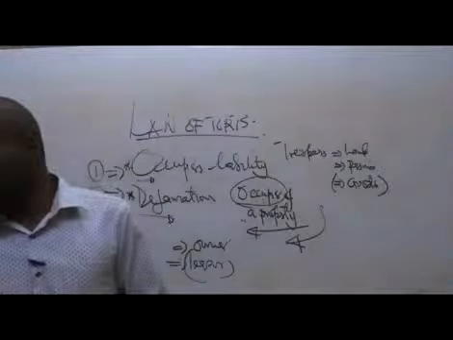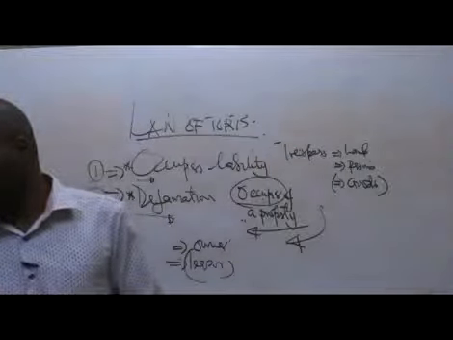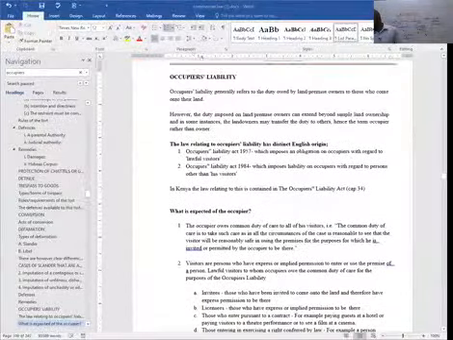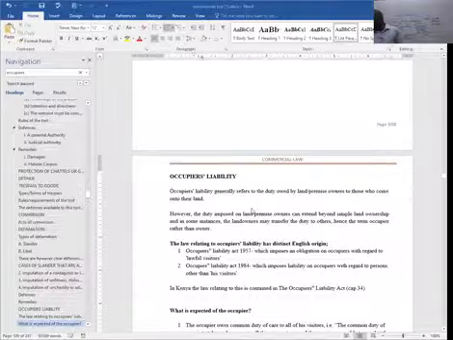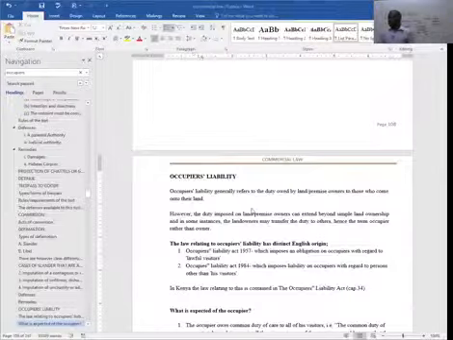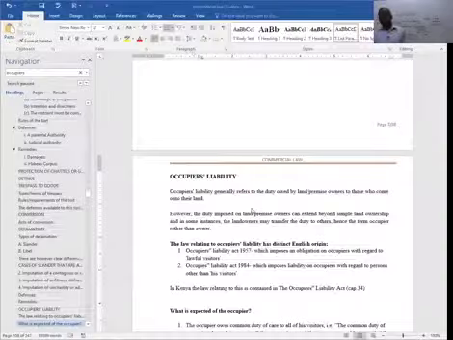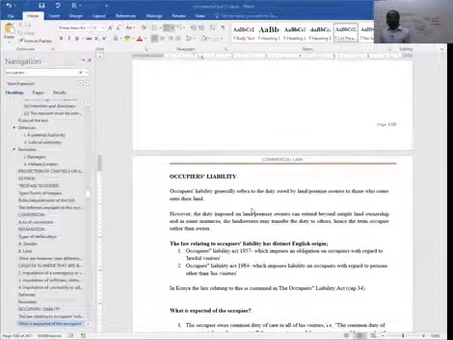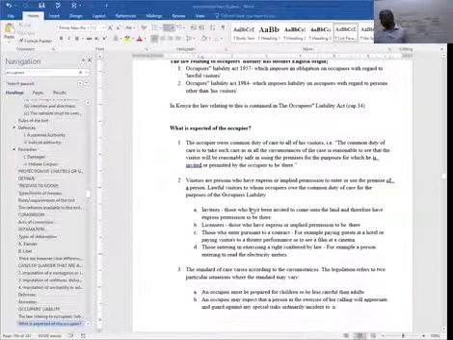So in short, let me just share. Occupiers liability generally refers to the duty owed by land or premise owners to those who come onto their land. That is the duty expected of a person who is occupying land or a particular premise. What are the expectations? Some of them have been able to mention.